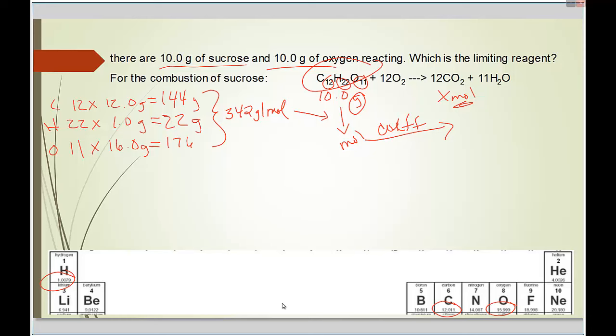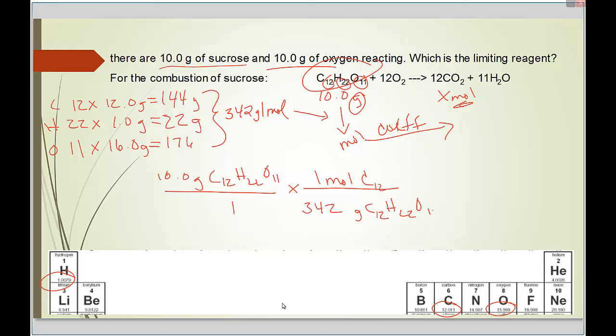So 10.0 grams C12H22O11 over 1. We have grams on the top, so I'm going to put grams on the bottom of that exact same compound. And that's 342, and that is 1 mole of C12H22O11. Notice it's 1 mole. I had alluded to that in the previous question. I specifically said only use the coefficients when you go from moles to moles. This time we're going from grams to moles, so we do not use those coefficients.